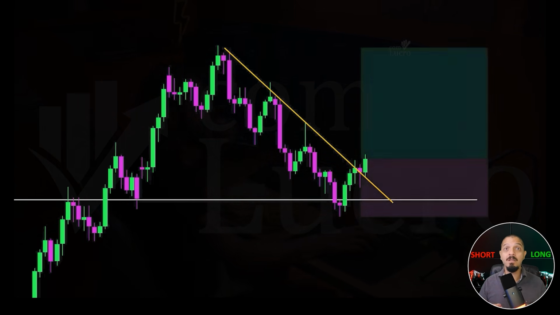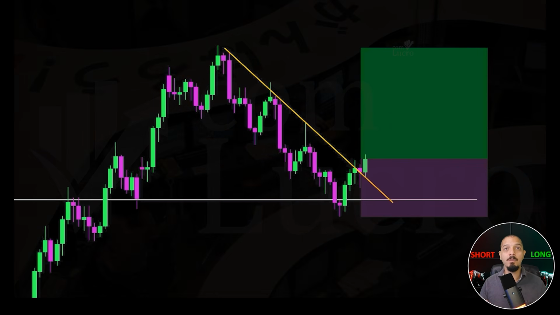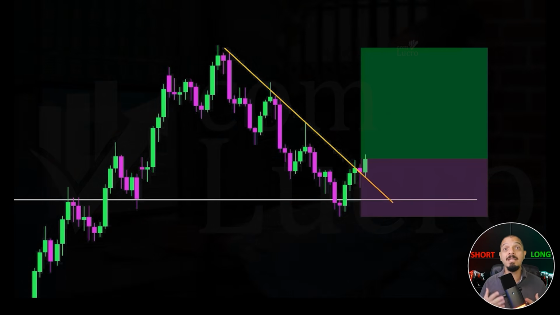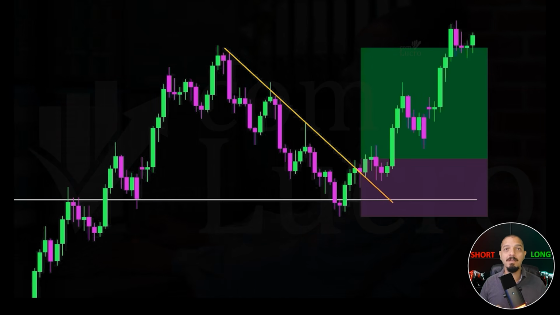Once that breakout occurs, you can open a long position. Place your stop loss below the swing low and set your first target at the swing high. This confirms that the short-term downtrend has ended and price is ready to continue upward, following the main bullish trend.